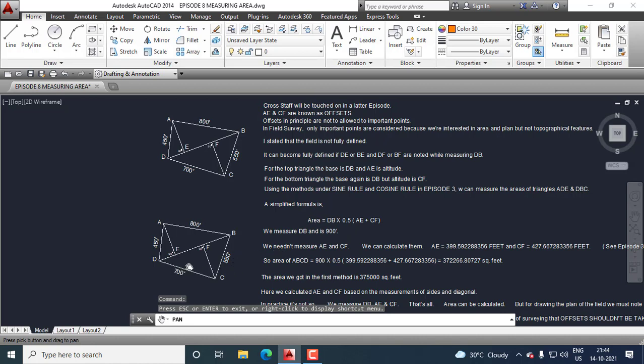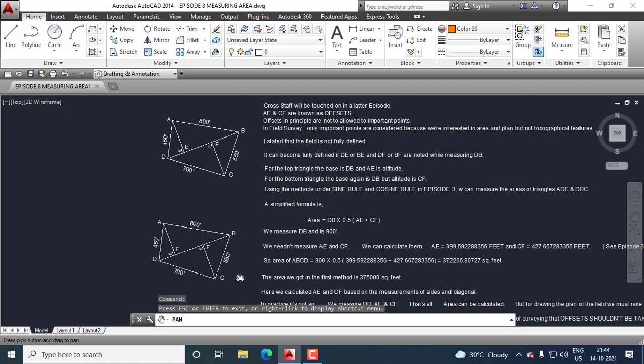The accuracy of this area depends on the accuracy of these two offsets. We can't measure these two offsets accurately. Moreover, using such long offsets is against the principle of surveying.